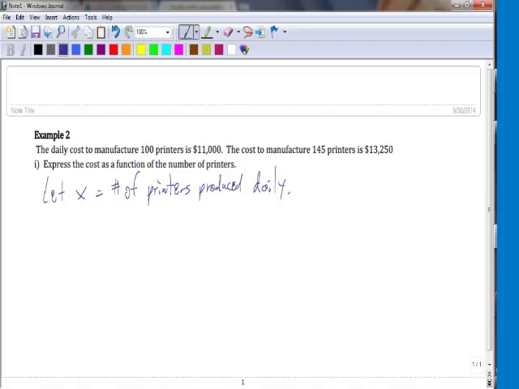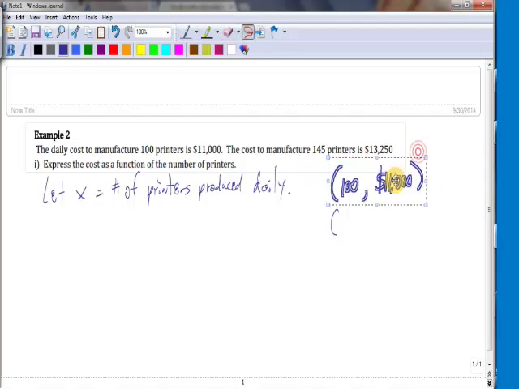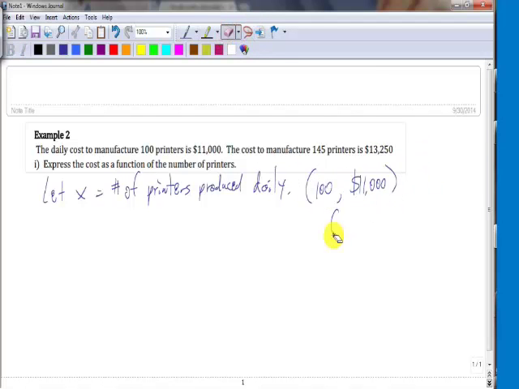But with that, what we have is two data points. We've got 100 printers, $11,000, and we also have, let me scoot it over so I can label them, we also have 145 printers, $13,250. Be careful not to have too many commas there.